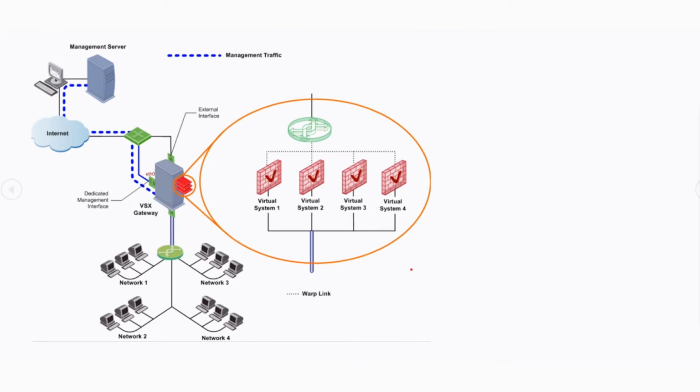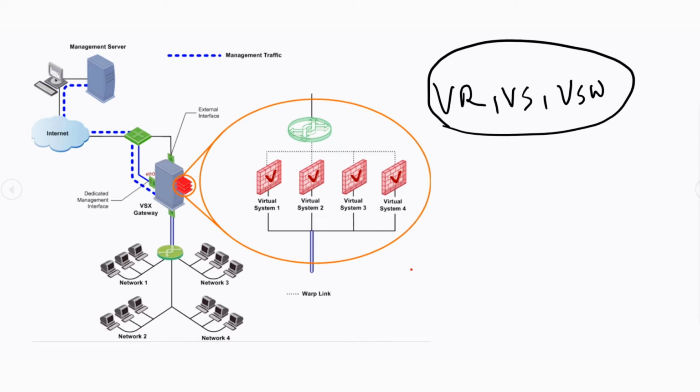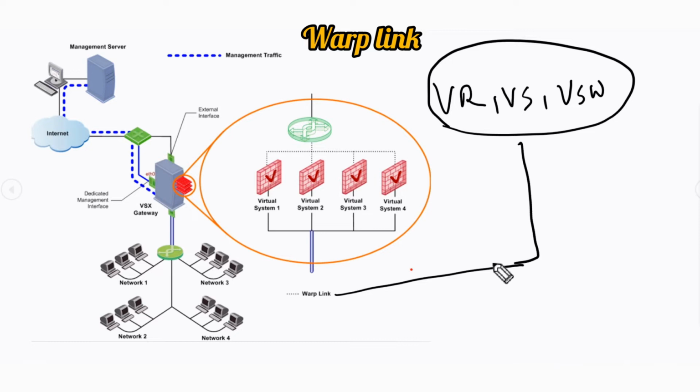Now we have spoken about virtual routers, virtual systems, and virtual switches. Now let's talk about the link which connects these three virtual devices together. We call it a warp link. Basically, whenever you create these virtual devices, the connection between these devices happens via a special interface which is automatically created when you create these virtual devices. That connection or interface we call a warp link.